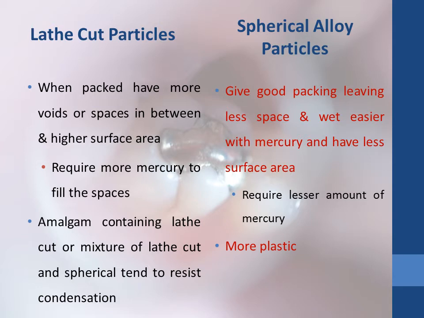So amalgam containing lathe cut or a mixture of lathe cut and spherical, as is the case in admix, tends to resist the condensation forces. If we look at spherical alloy particles, they give good packing because they're the same size and regular spherical particles, leaving less space, and they wet easier with mercury and have less surface area. So they require a lesser amount of mercury and as a result are more plastic. This is basically the difference between the two types of amalgam alloys and the consumption of mercury.